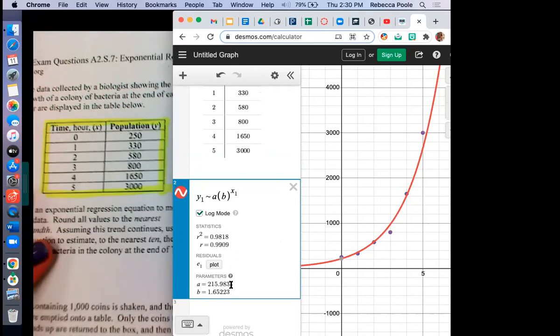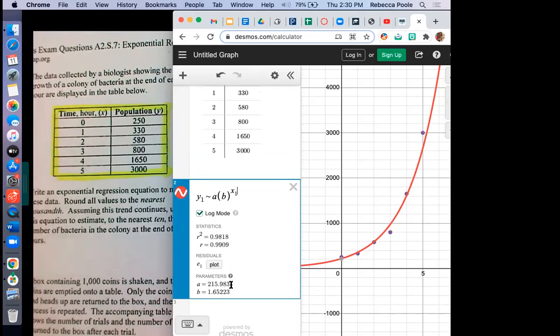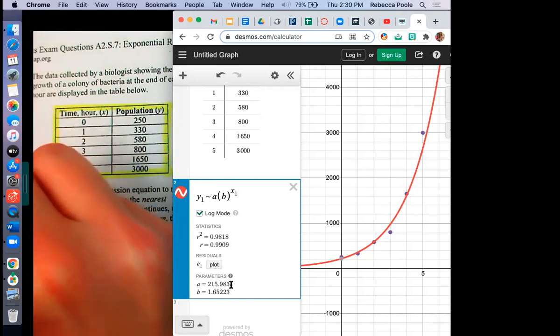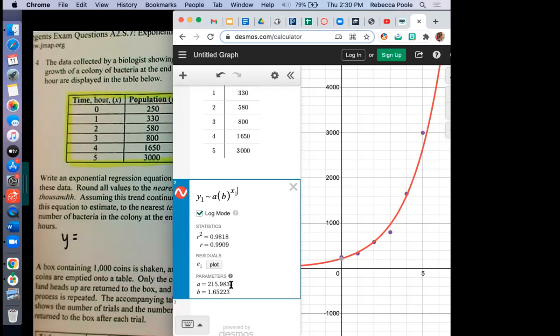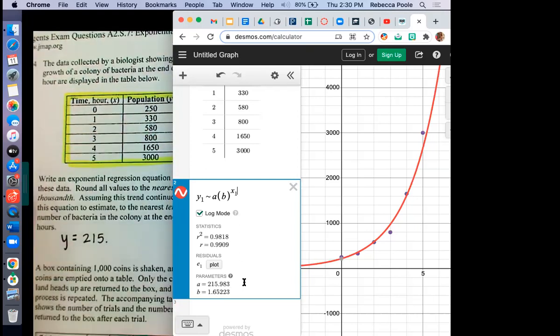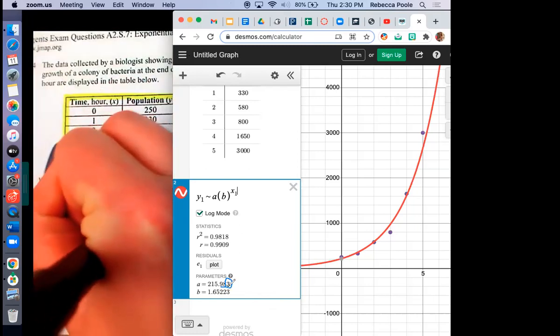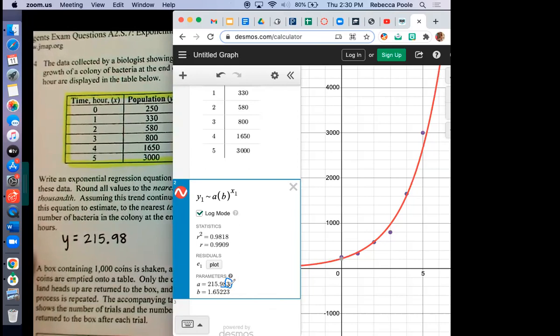So y'all, what is the equation they gave us? And I'm good with y'all just rounding to 2 decimals. I know it says thousandth, but we're just going to do 2. So what's my equation? Y equals what? What's the A value? 215 point what? Okay, be careful. Look back at it. 98. It's a 3. So do y'all agree it's 215.98? That's the A.